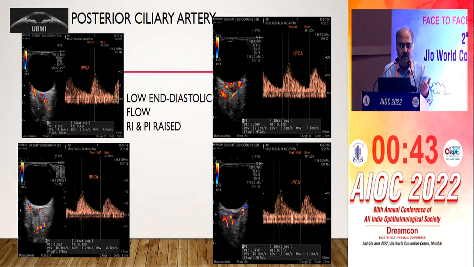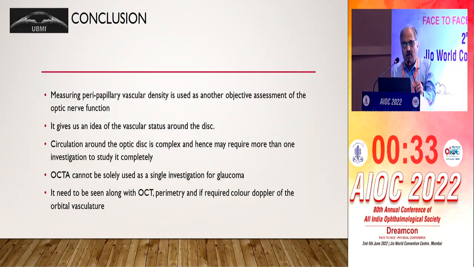So within this patient, we even tried to study the posterior ciliary arteries, and there was low end diastolic flow. Means that there is resistance to the flow into the circulation. Now, what I want to conclude is, I don't want to add to the whole gamut over here. Studying the circulation around the optic disc is a very complex phenomenon.